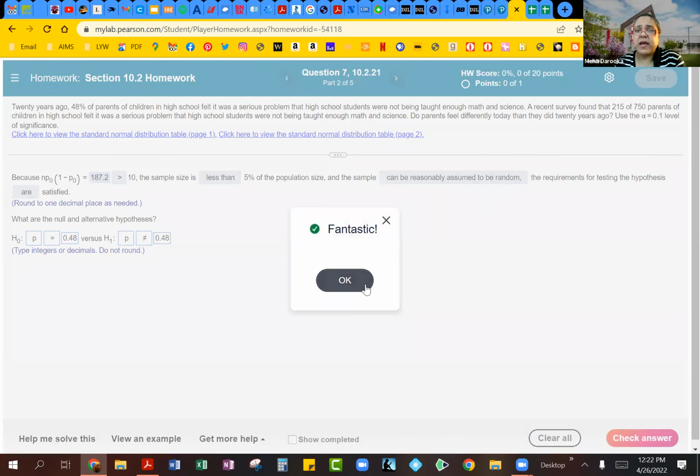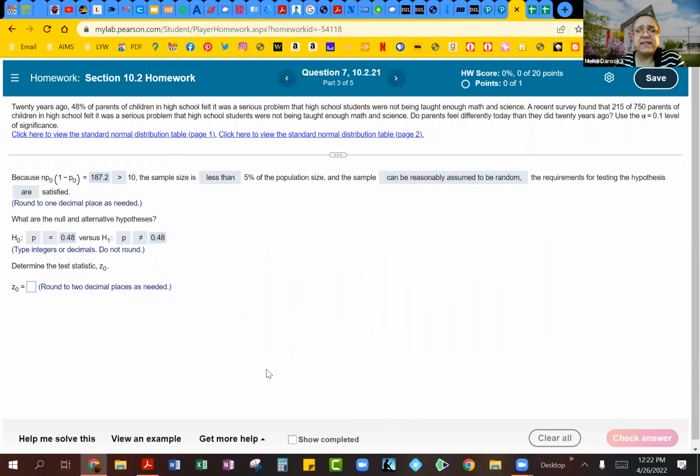So that one worked out. So just be careful with those English terminologies and how they mean when you're setting up these null and alternative hypotheses.